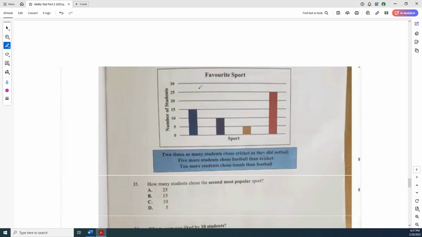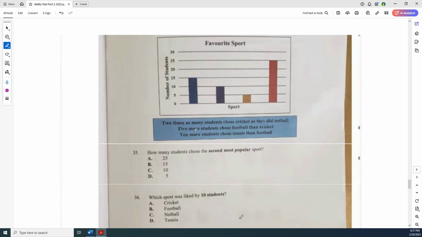So favorite sport, and here we go. We have bars represented by 15, then 10, then 5, and then 25. It says 2 times as many students chose cricket as they did netball. So this looks like it's netball right here, and this looks like it's cricket, because this is 5 and this is 10, and 2 times 5 is 10. So this is the only pair that would represent that.